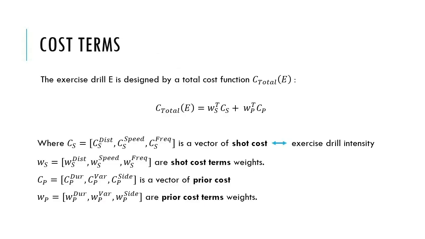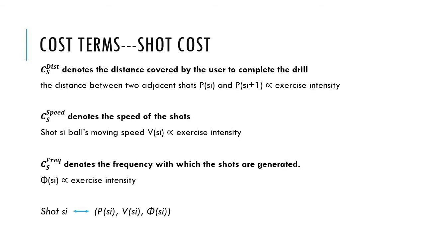We defined several cost terms to control the generation of the shots. There are two types of cost terms defined in this paper, and their relationship with the total cost term is defined here. The first one is a shot cost term, represented as CS here, containing three sub-cost terms. They are distance, speed, and frequency respectively. The shot cost terms are used to control the exercise drill intensity level, and WS denotes the weight values of the shot cost terms. The second kind is the prior cost term, which is specified before the optimization process, and WP represents the prior cost term values. Let's first look at the shot cost.